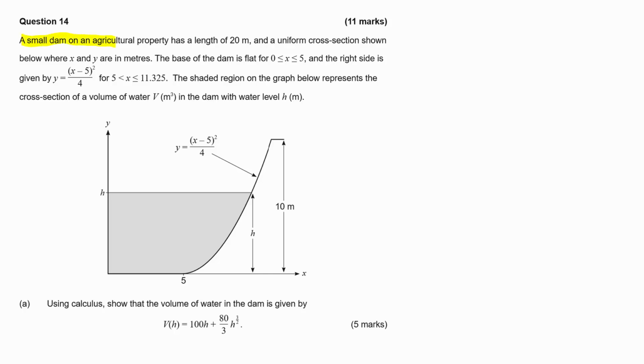A small dam on an agricultural property has a length of 20 metres and a uniform cross-section shown below, where x and y are in metres. The base of the dam is flat for x between 0 and 5, and we can see that here on the diagram. And the right side is given by y equals (x minus 5) squared divided by 4, and that applies for x between 5 and 11.325, which is this part here.